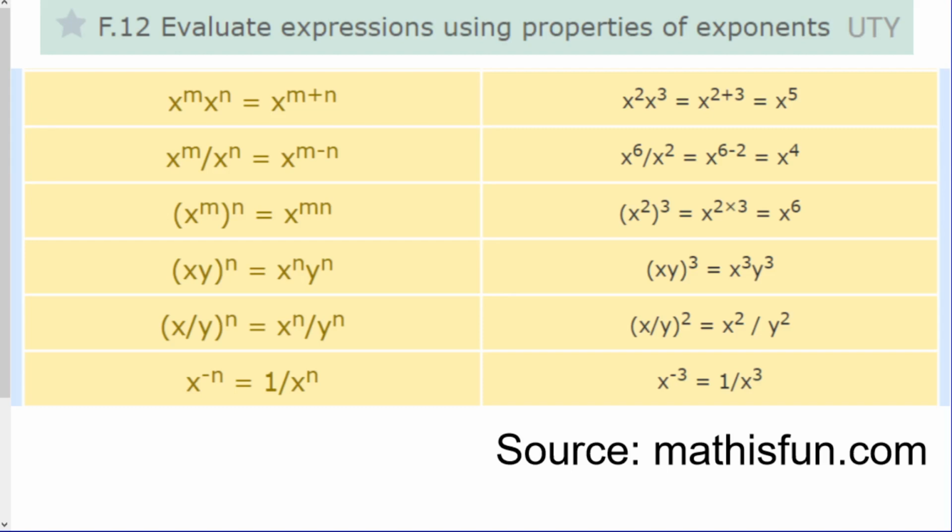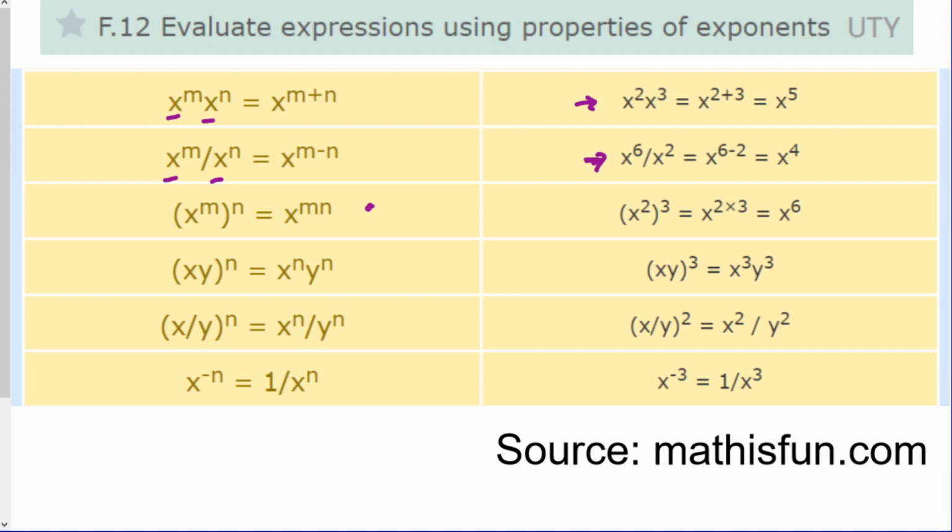Anytime you multiply two terms that have the same base, two variables or two numbers, you can add the exponents. For example, x squared times x to the third is exactly the same as x to the fifth, because you have x times x times x times x times x. When you divide with the same base, you can subtract the exponents. In this example, 6x to the sixth divided by x squared is the same thing as 6x to the fourth.